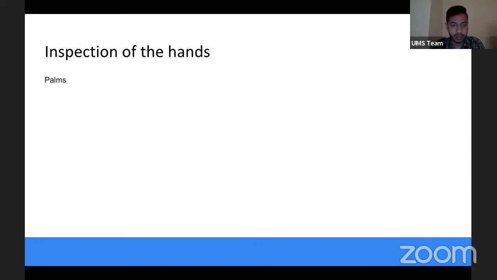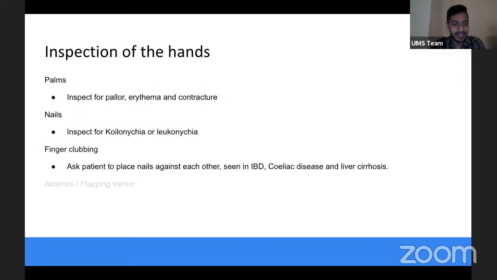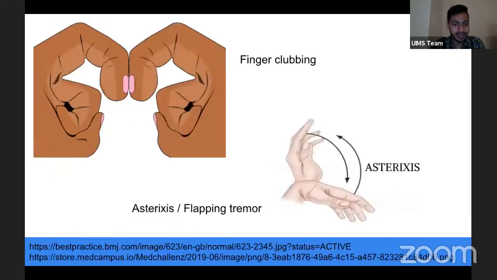Right, that's exactly what I just mentioned. And here is a visual image representation of finger clubbing here, and the flapping tremor, or the asterixis, as I demonstrated for you.